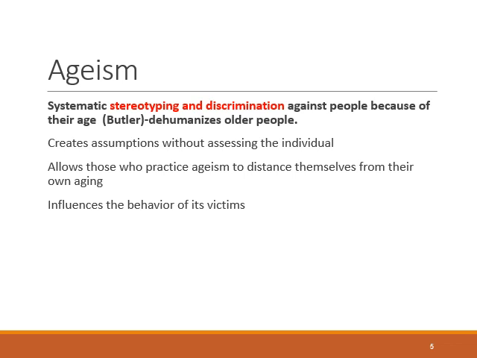You didn't take them for who they were anymore. You create assumptions without assessing the individual. Just by looking at someone, you think, oh, they're old. They think old. But now we know that there's some young people that think old, and there's some old people that think young. It allows those who practice ageism to distance themselves from their own aging.